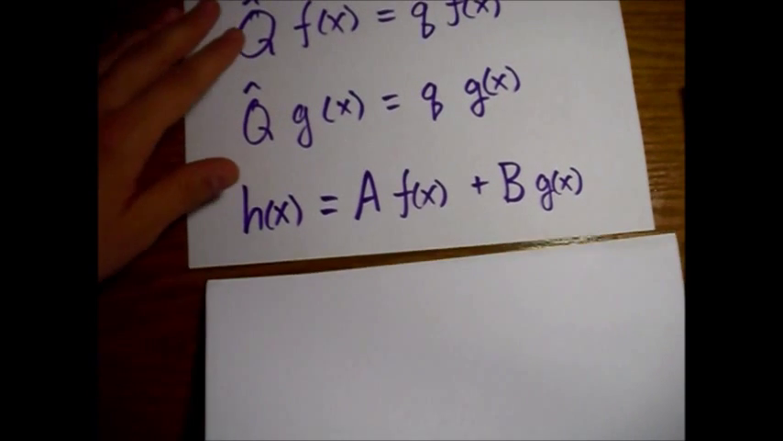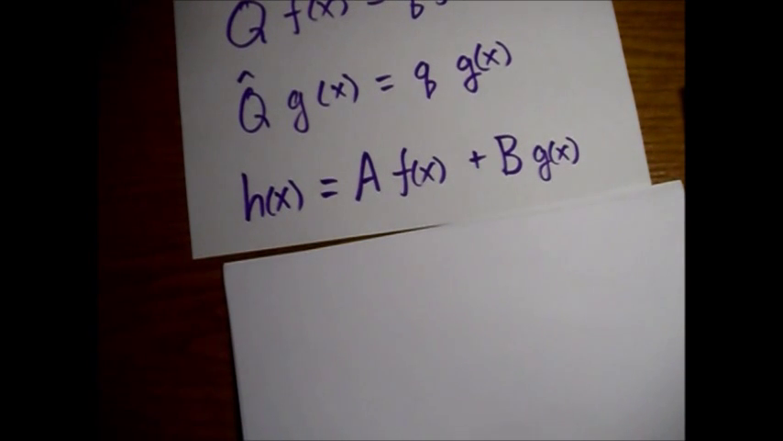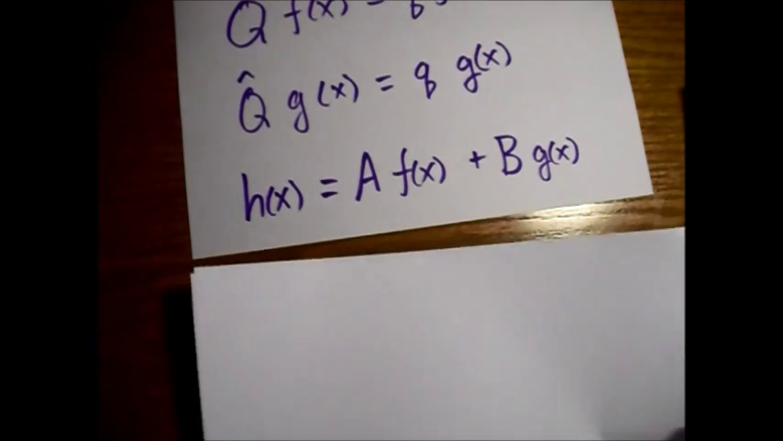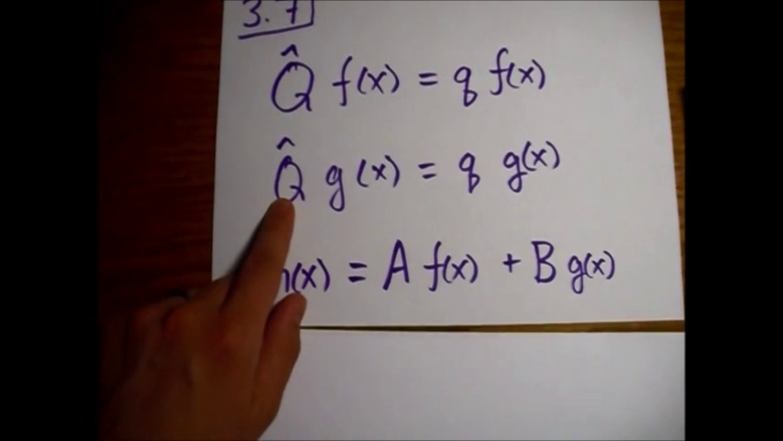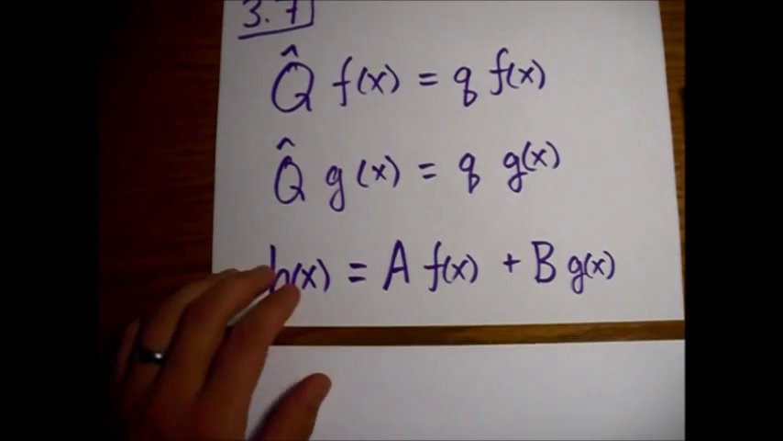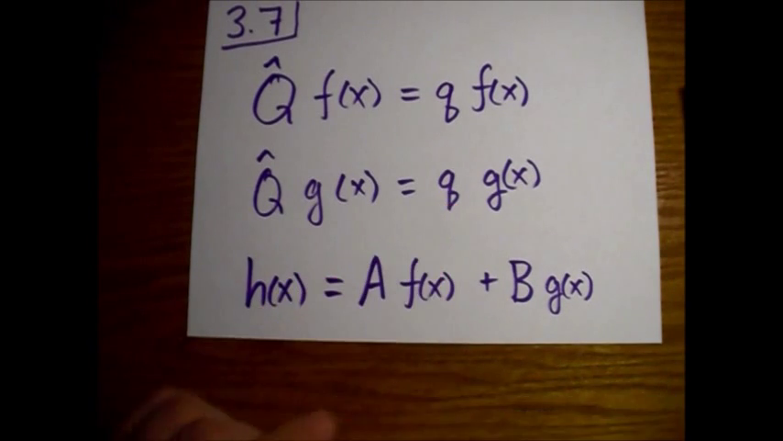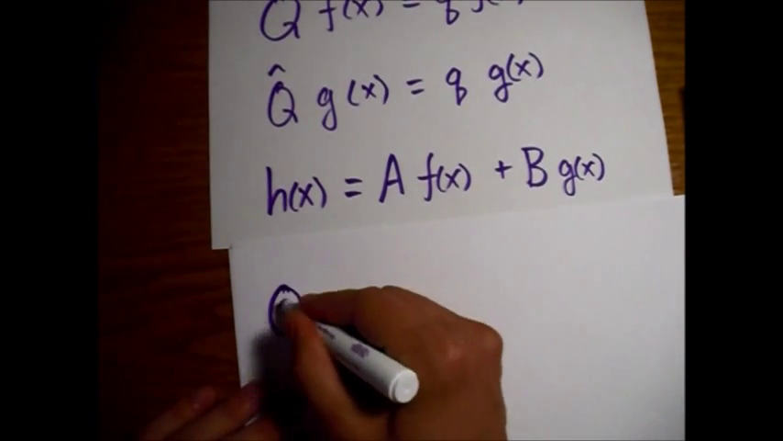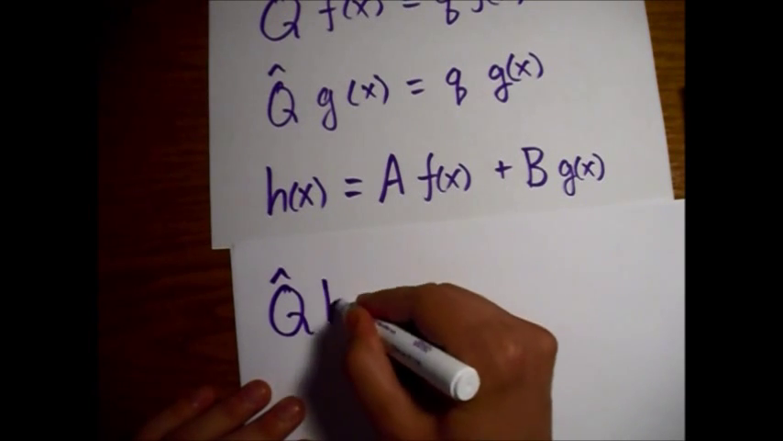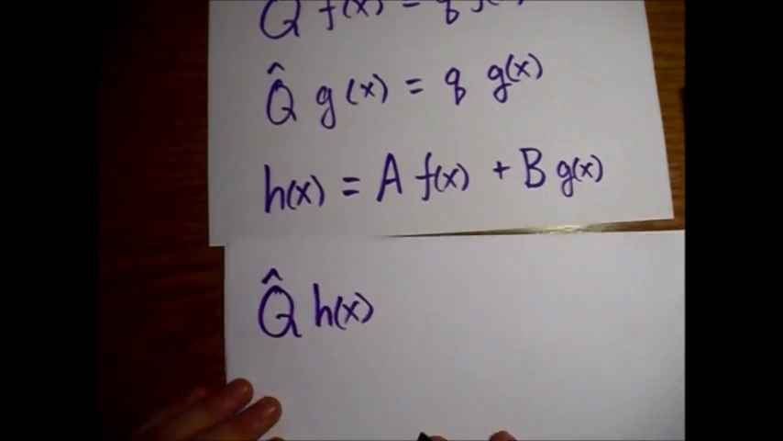So we are going to show that any linear combination is itself an eigenfunction of big Q. We're going to show that this h of x is an eigenfunction as well of this big Q, and also with eigenvalue little q. Alright, so let's go for it. We just have big Q acting on h of x, right?